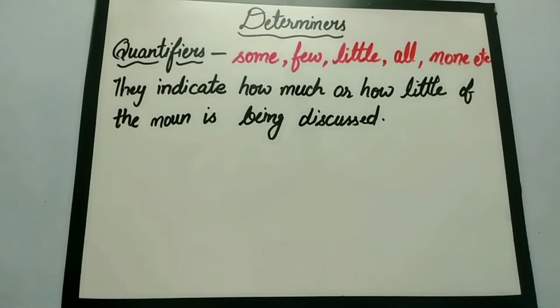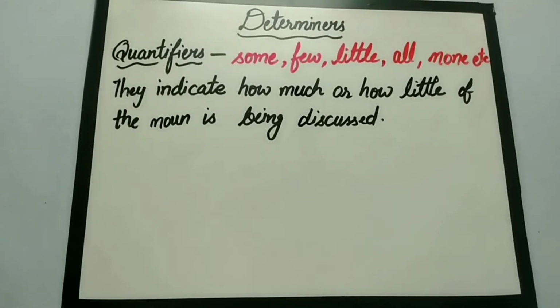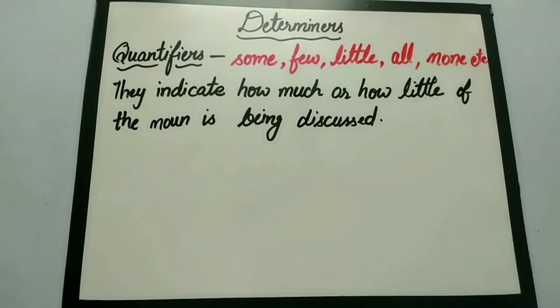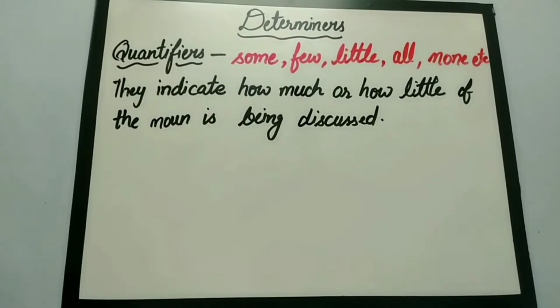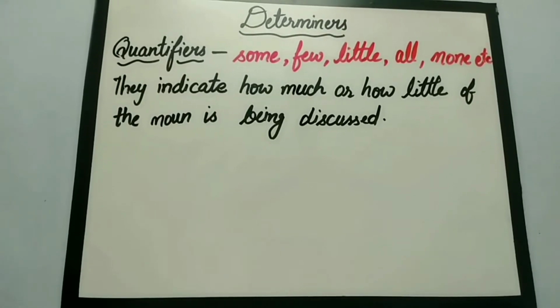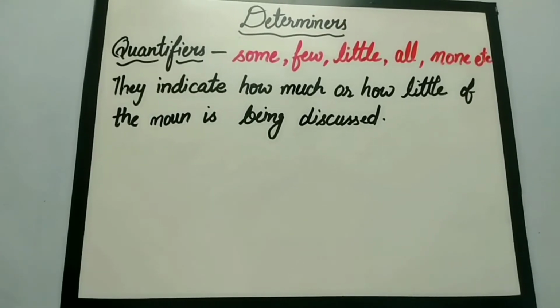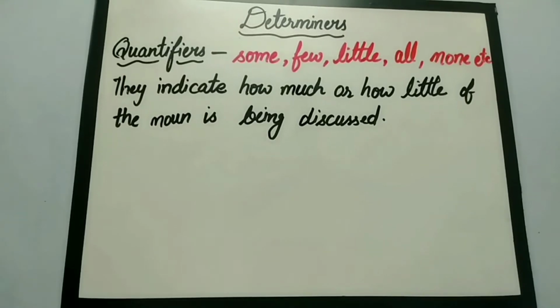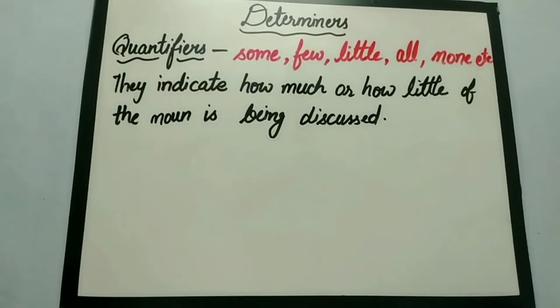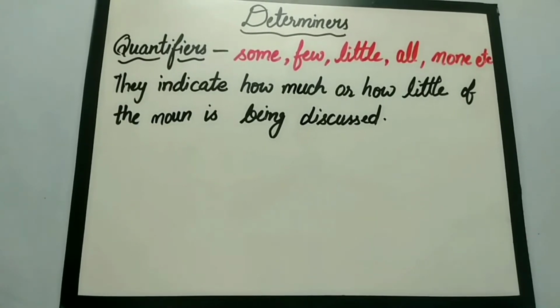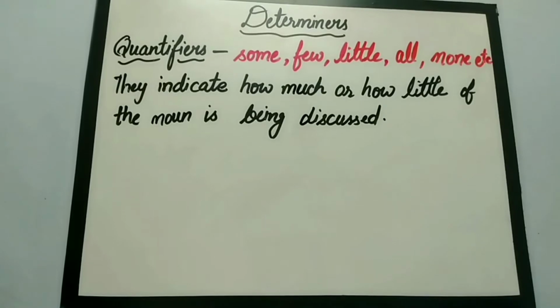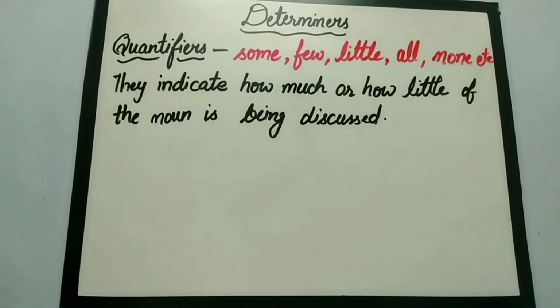And one more thing to be known about quantifiers is that they are used to express the quantity without giving an exact number. Means we do not give the exact number, just how much or how many, how less or more the noun is being referred to. They are also known as distributives, as they are used to show how something is distributed, shared or divided. So let's see one example.